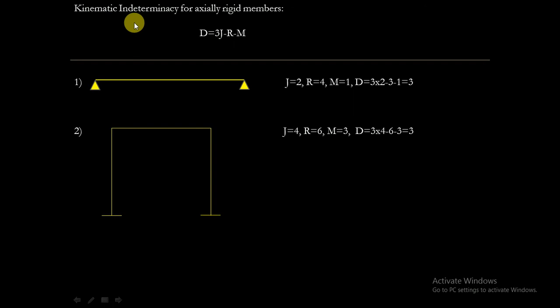Let us see kinematic indeterminacy for axially rigid members. Axially rigid means this member is axially rigid. The kinematic indeterminacy for axially rigid members can be given by 3j minus r minus m. When there are axially rigid members, m comes into the picture. m is nothing but constraints.